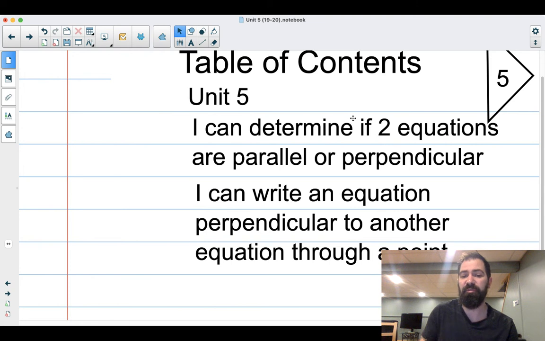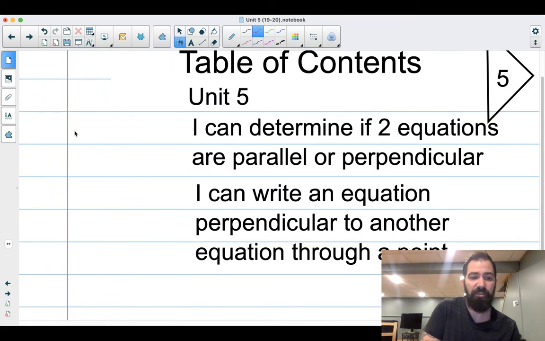We're going to continue with Unit 5. We determined if two equations are parallel or perpendicular. Remember, parallel equations have the same slope, and perpendicular equations have opposite reciprocal slopes. Okay? Remember, an opposite reciprocal is if I have a half, the opposite reciprocal is the opposite of positive is negative, and the reciprocal is 2 over 1.